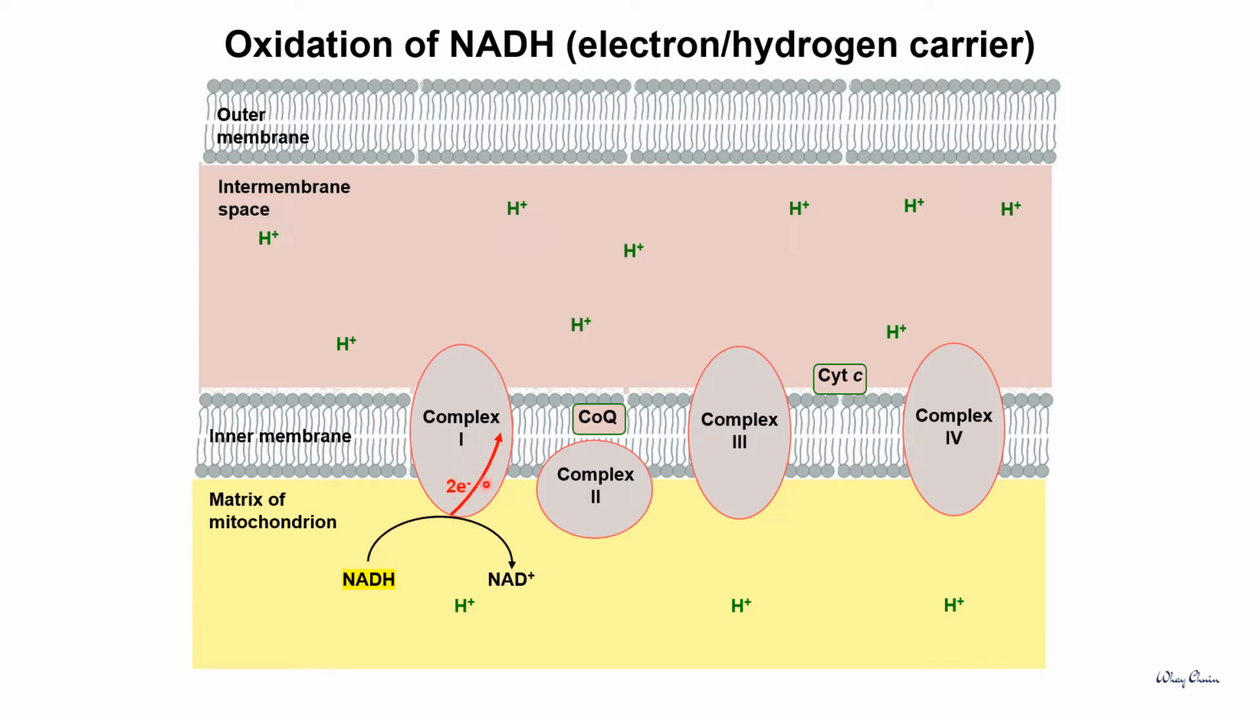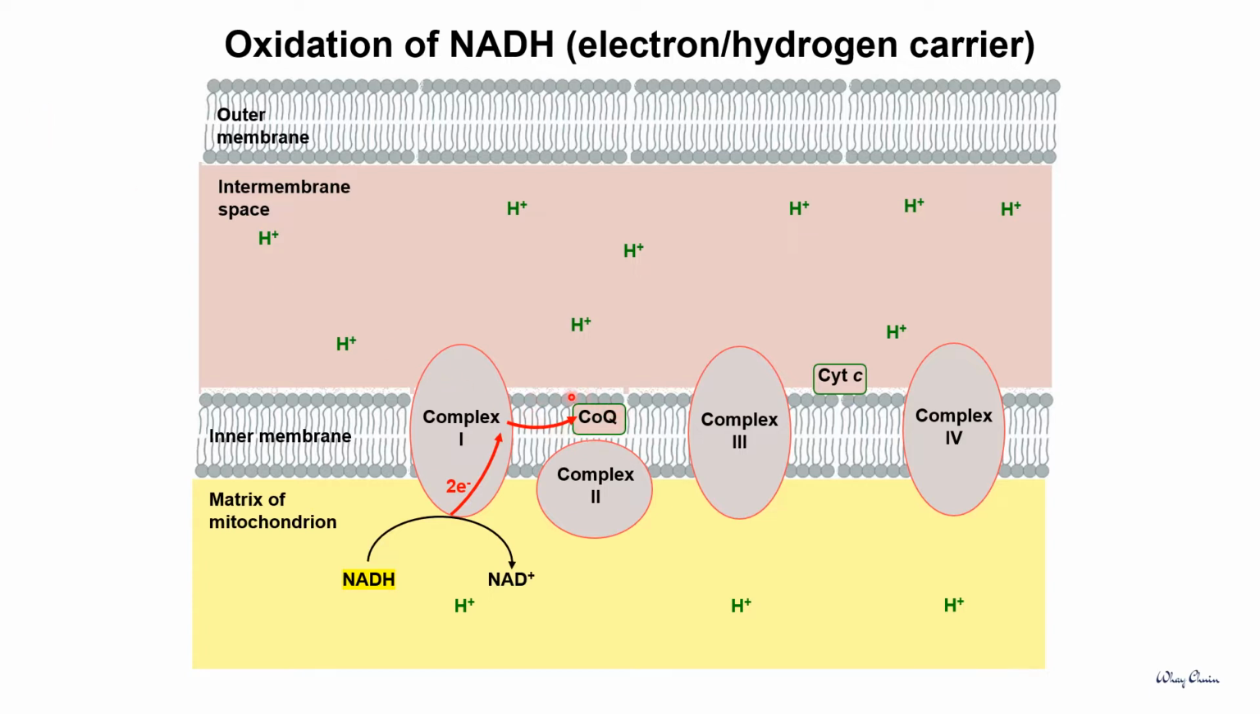The electrons carry energy that will make complex 1 increase in its free energy. But when it shows an increment of free energy, complex 1 is unstable, so it will pass the 2 electrons to the next electron carrier, which is coenzyme Q, or ubiquinone.